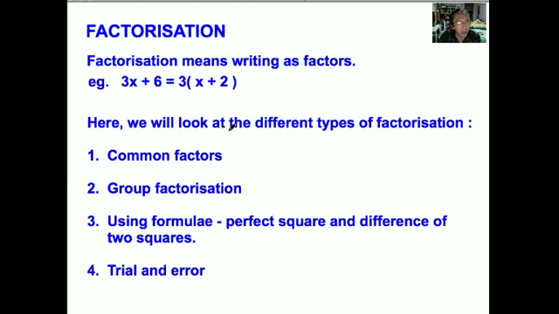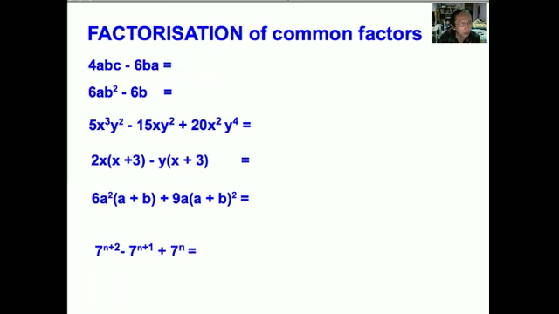Here we will look at the different types of factorization: common factors, group factorization, using formulae for perfect square and difference of two squares, and the trial and error method. We begin by taking a look at the common factor.